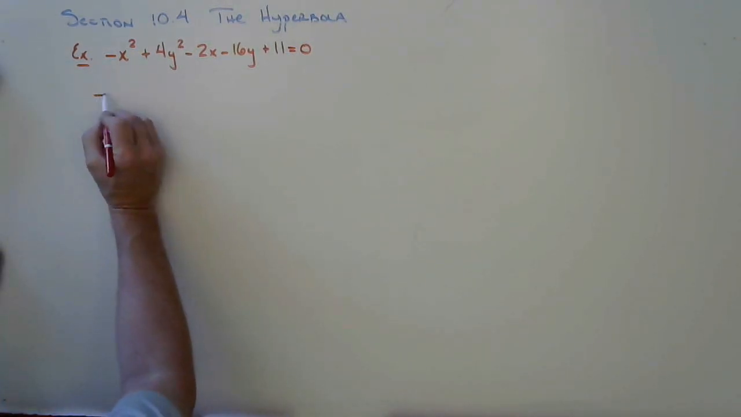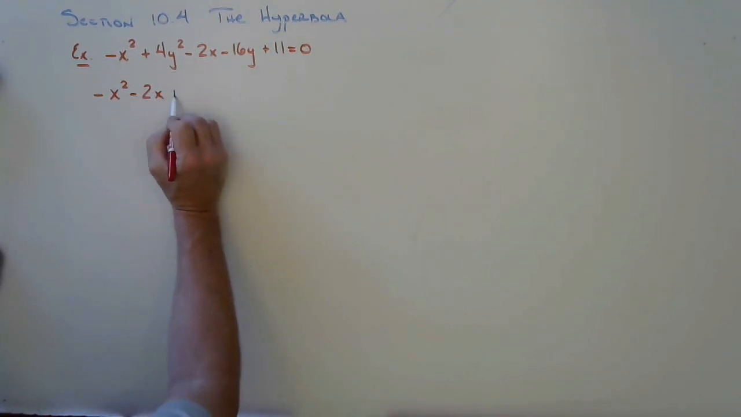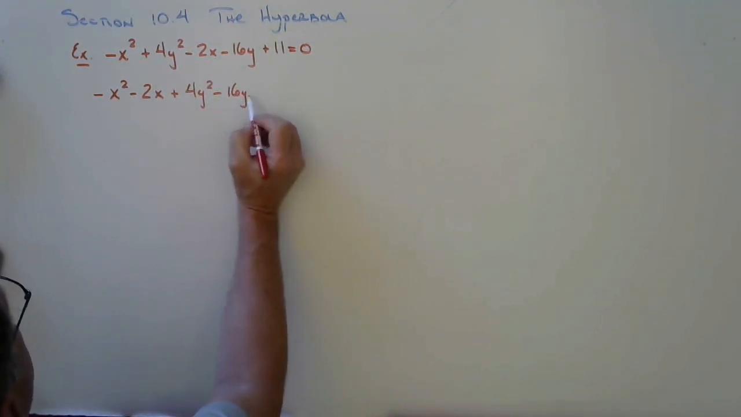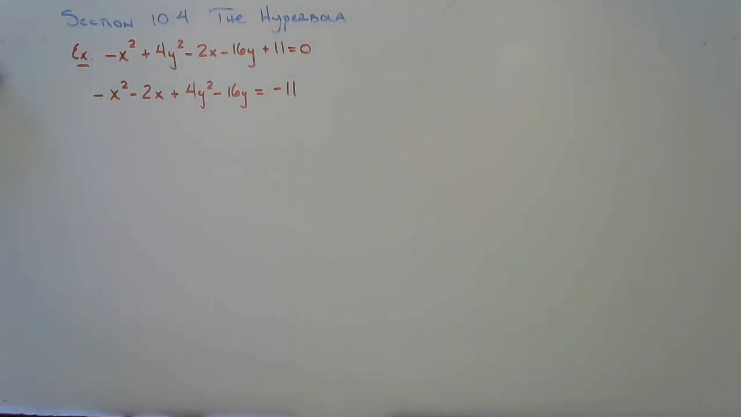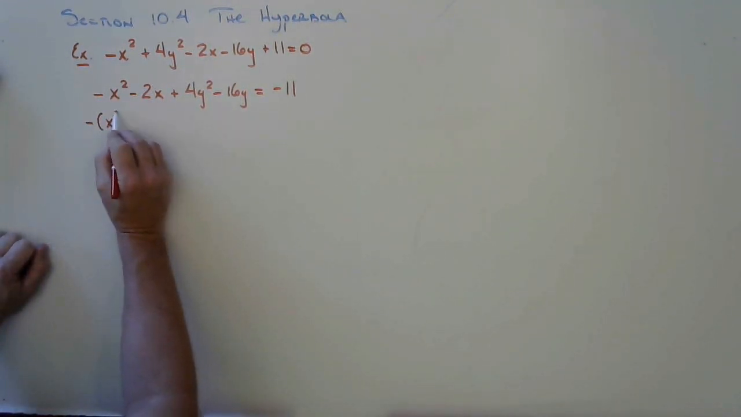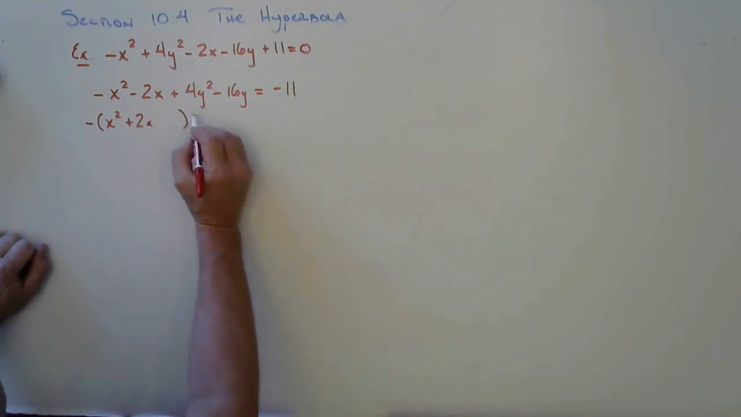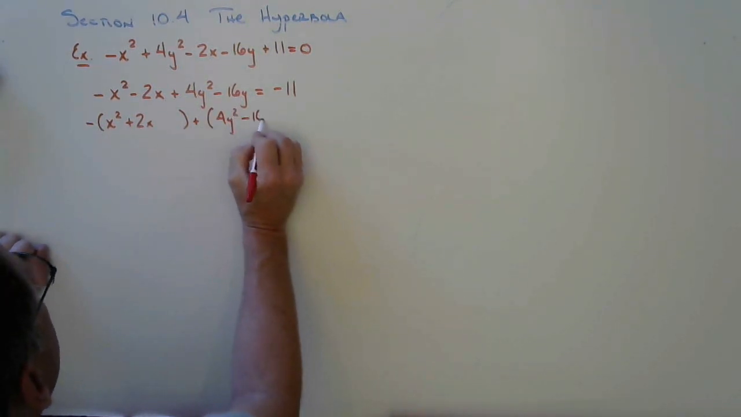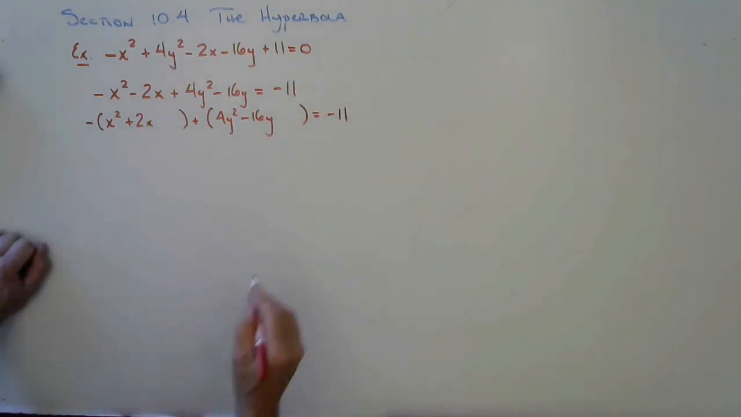So I'm going to rewrite this. I'm going to put this as negative x squared. I'm going to put the minus 2x right next to that. Then I'm going to put the 4y squared right here, put the 16y next to that. And I'm going to go ahead and move the 11 to the other side. Now, before I complete the square, I'm going to factor a negative out of this. That's going to give me x squared plus 2x. Now I'm going to complete the square, so I'm going to leave a slot there. Plus, over here we have 4y squared minus 16y. I'm going to leave a slot there, and that equals negative 11.